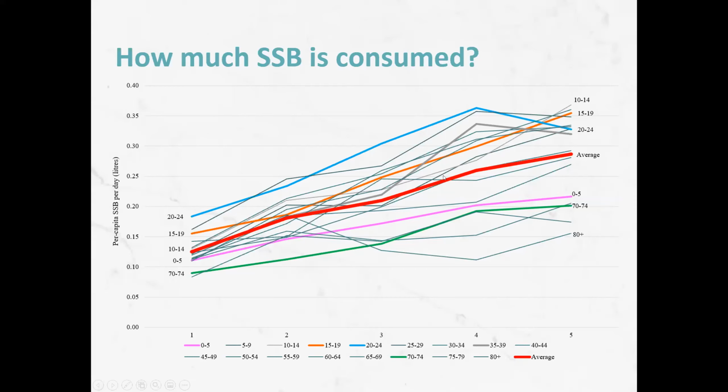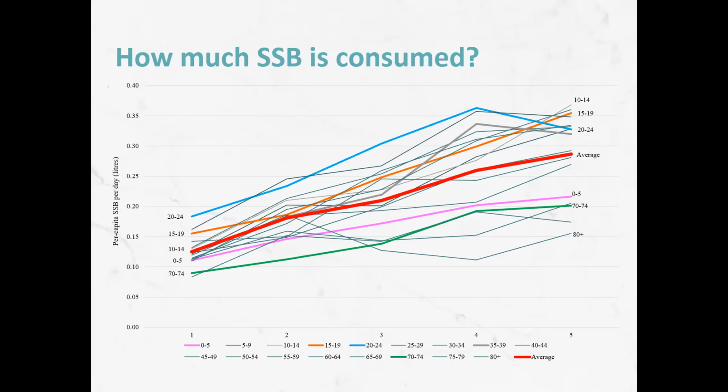Now the troubling part is if we segment the distribution by age groups. At the bottommost, let's start with the age 0 to 5. The pink line shows the age 0 to 5. They start at about 0.1 liter, or about 100 ml, of sugar sweetened beverages per day, and it increases all the way up here to more than 0.2, or 200 ml, of sugar sweetened beverages per day. Now this, mind you, is the age group of 0 to 5.